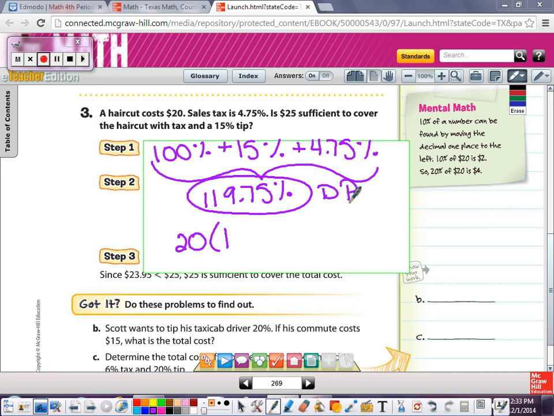If this is a percent and I want to turn it into a decimal, I have to move the decimal point 2 times to the left. 1, 2. That gives me 1.1975. Multiply this number times 20, and that'll tell me how much I need for everything altogether.